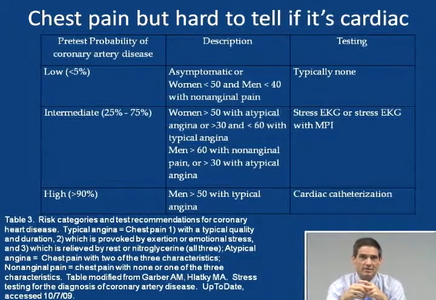Now, that leaves a lot of people out there between 5 and 25 on the low end and 75 and 90, and it's really unclear as to what to do with those. But the ones between 25 and 75%, those you go on to EKG stress EKG test, or a stress EKG plus myocardial perfusion, or stress echo, one of those kind of studies.